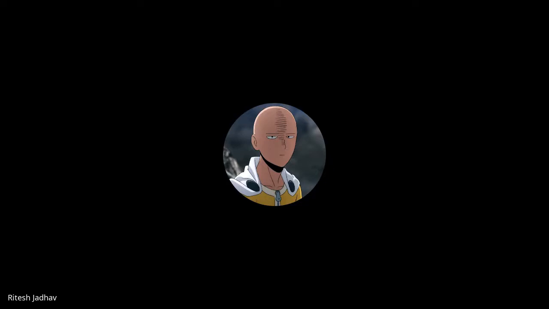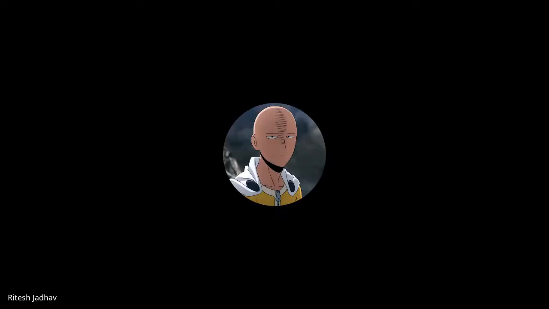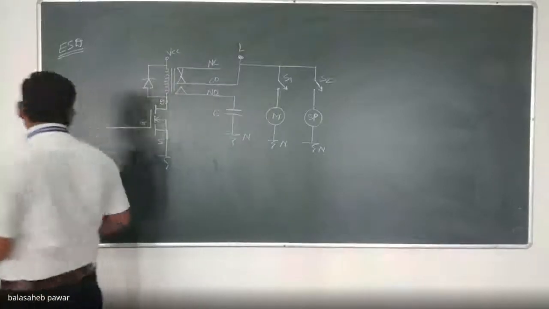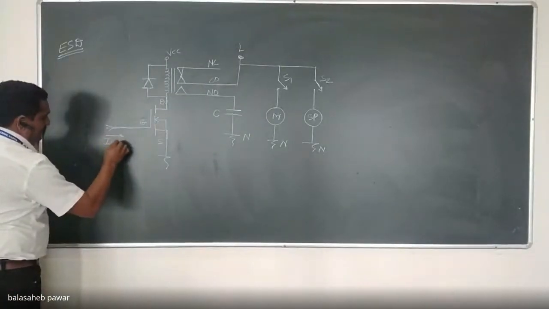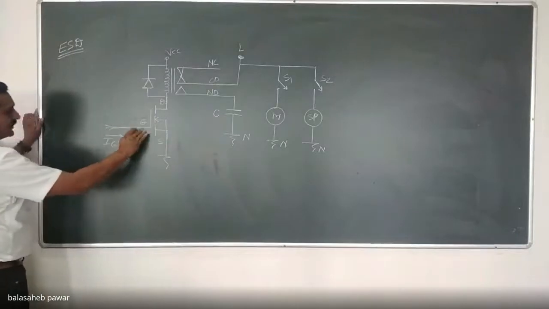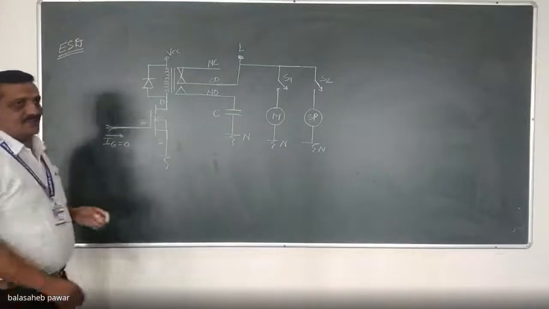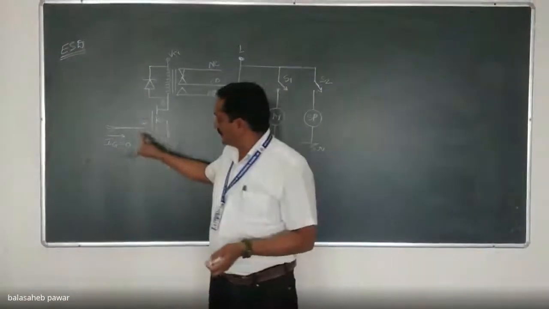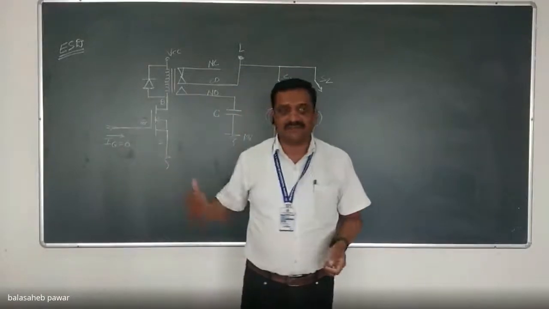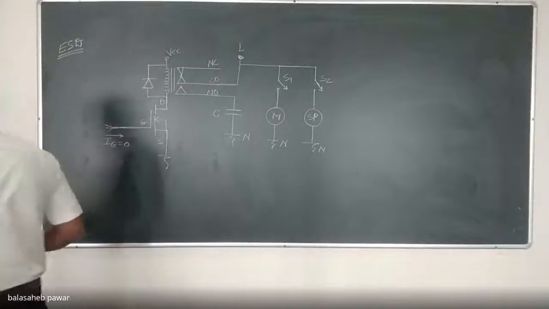Sir, it is okay even if we don't put it. Why? IG is equal to 0, no? Yes, very nice. 100% correct answer. For a MOSFET, as IG is always equal to 0, there is no need of that series resistor, right? Only that potential, either 0 volt or 5 volt, will keep the MOSFET either off or on, or force it into its on state, right?